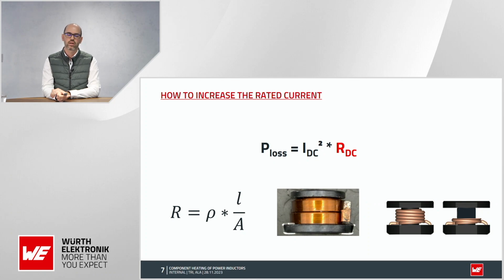And on the right side you can see an example with a thin wire with a lot of turns, so this means the wire is pretty long, so the RDC is going up. But also, again, if you would reduce some turns, the length will go down, so this means the RDC will also go down. So this means the RDC is the crucial factor where the heat is generated in our component.